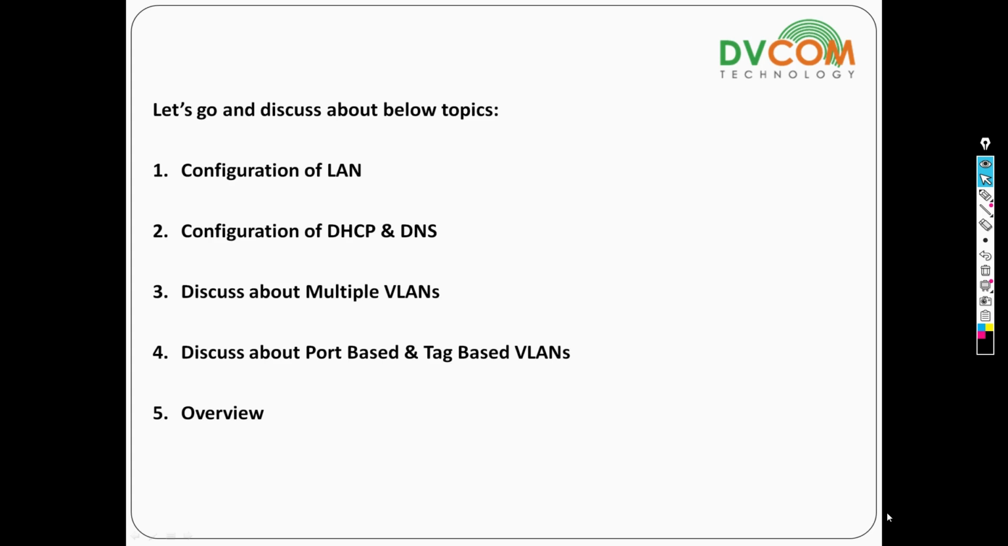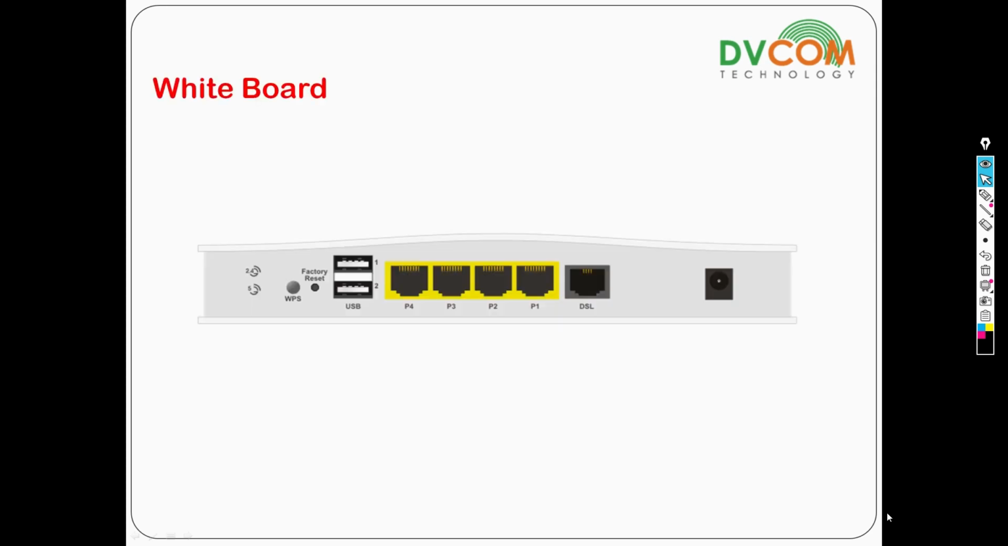In case the customer says, no, I want to configure multiple subnets as per my requirement, then how do you configure multiple VLANs? Where do you enable this, and how does it work? If you enable multiple VLANs, what types of methods are available in DrayTek? In DrayTek we say port based or tag based. What is the difference between port based and tag based? We can cover all these things. Once we complete all this, we will check the overview. So the first thing, let's go to my whiteboard.